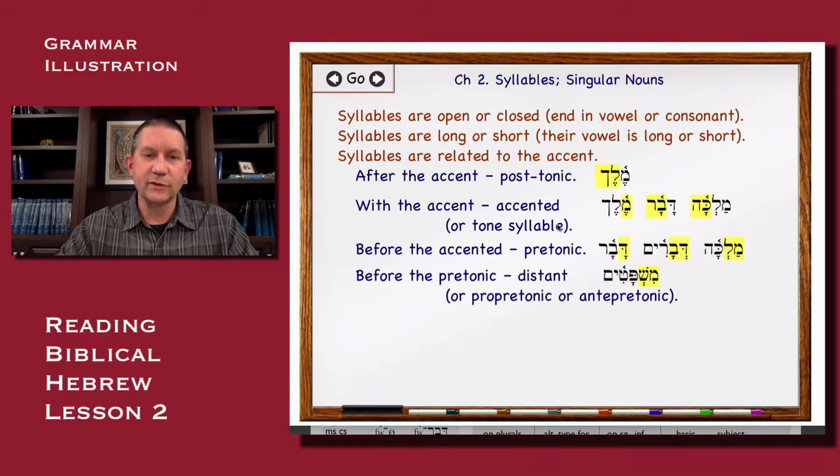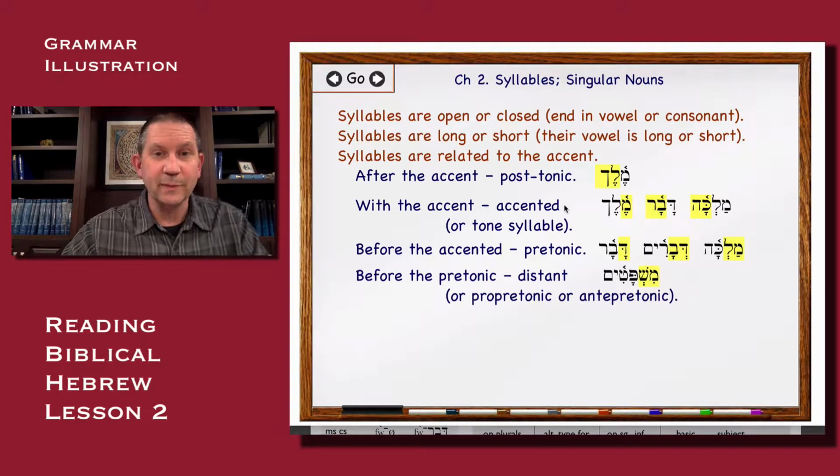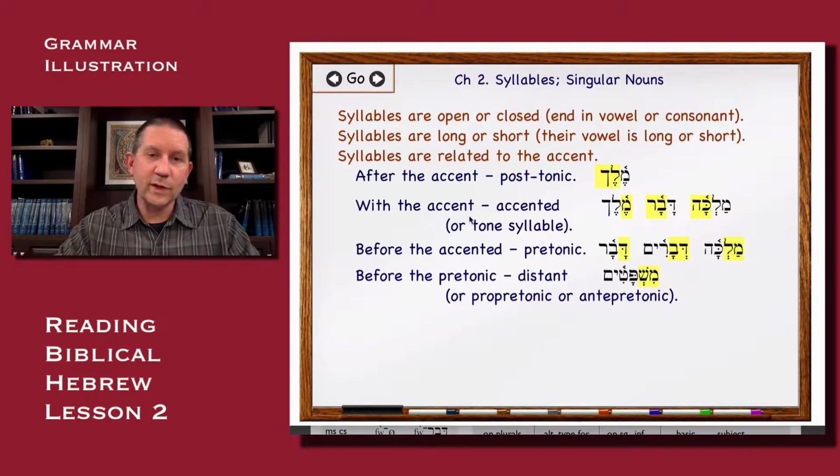Some people call it the tone syllable, but it's more common these days to call it the accented syllable. However, from when tone was the way to talk about them, that has been kept over in other labels. For example, if the syllable is after the accented syllable, it is post-tonic.